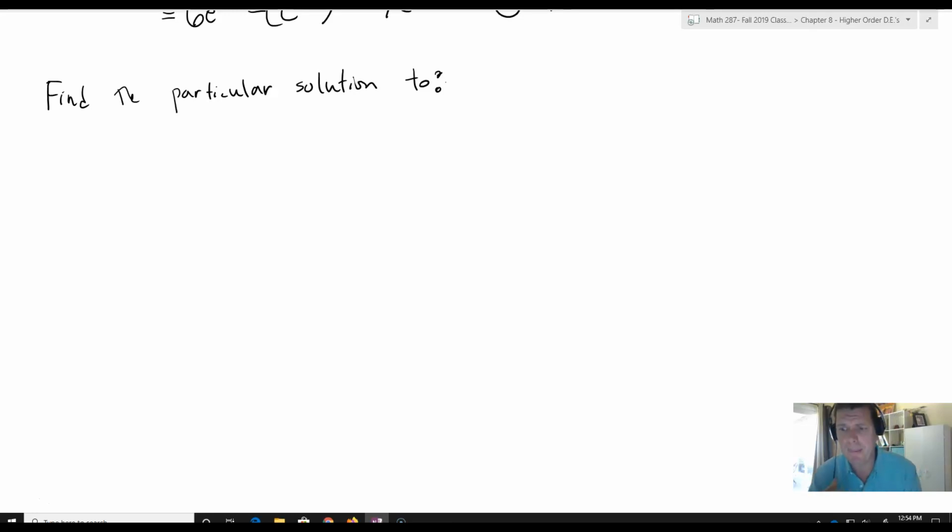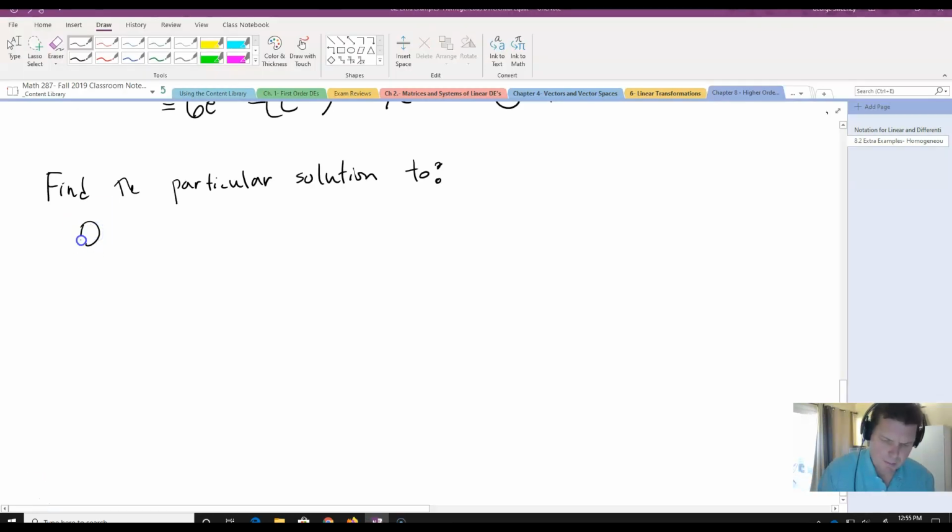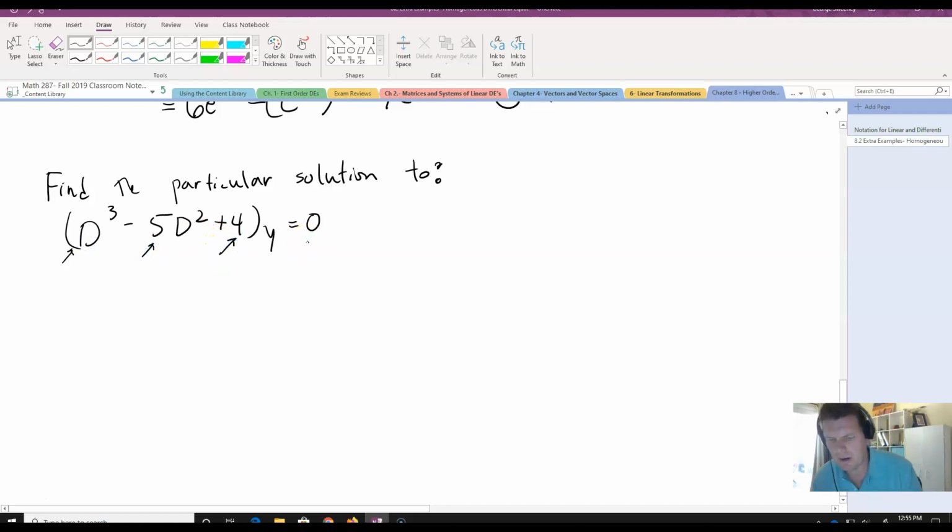All right, so what happens if I don't just want a general solution, I actually want the particular solution to this as well. We've got D cubed minus 5D squared plus 4y equals 0. Notice again, constant coefficients, right? And it's homogeneous, so we're setting it equal to 0. So this is a third order differential equation.